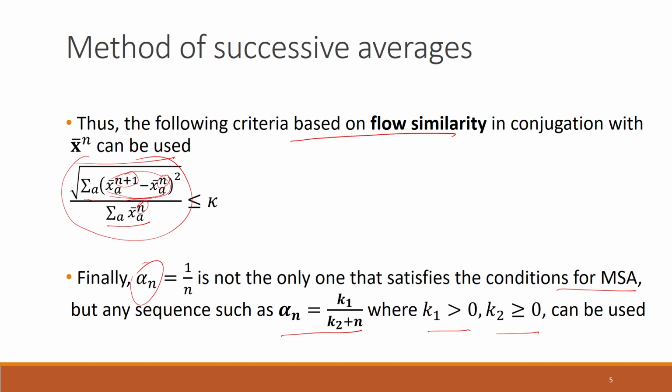Okay. So, those two conditions can be satisfied if you choose alpha n this way. For example, if you choose k1 to be, say, 1 and k2 to be equal to 3, that is also fine. So, 1 divided by 3 plus n, this kind of sequence, if you choose, will also satisfy the two conditions for alpha n that we had seen in the beginning of the discussion of the method of successive averages. Okay. So, alpha n equal to 1 by n is not the only possible move size sequence that will ensure convergence of the method of successive averages.